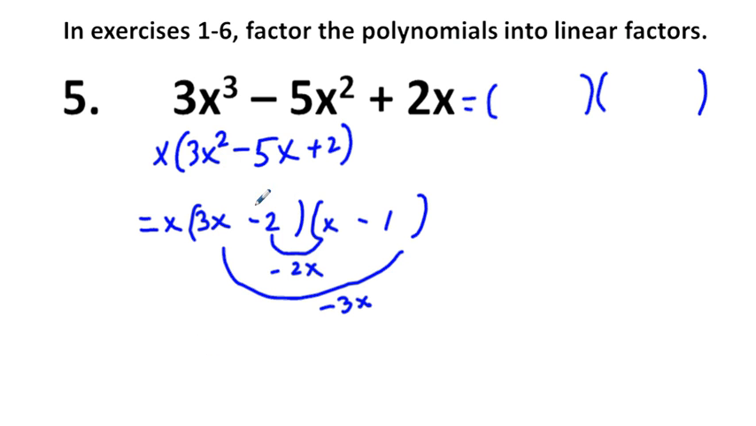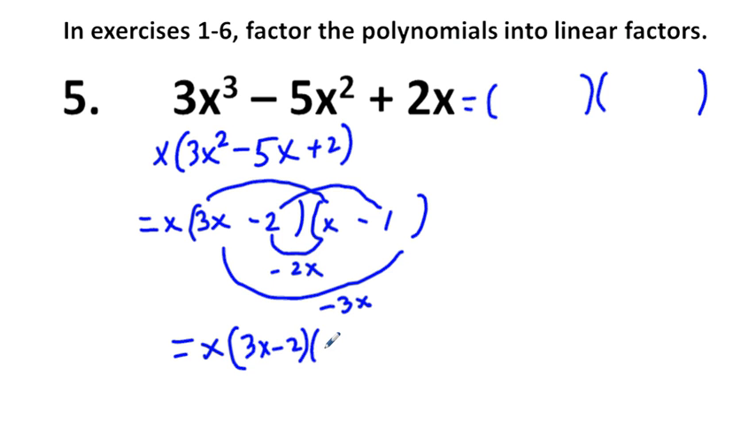So our factors, and of course we have 3x squared here, and we have positive 2 here. So our factors are going to be x times quantity 3x minus 2 and x minus 1.